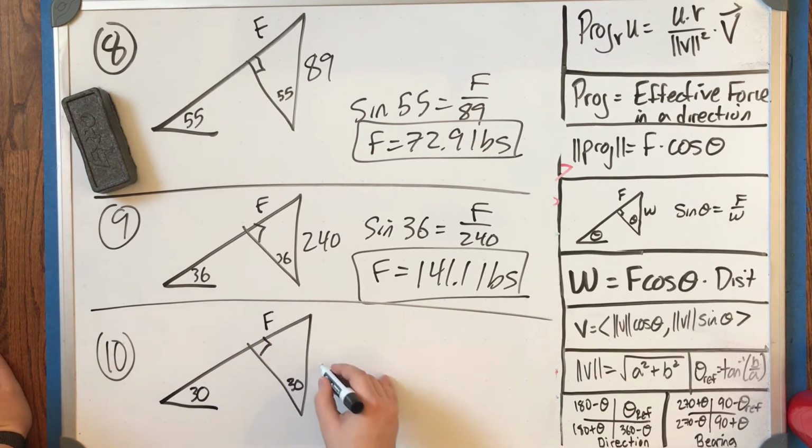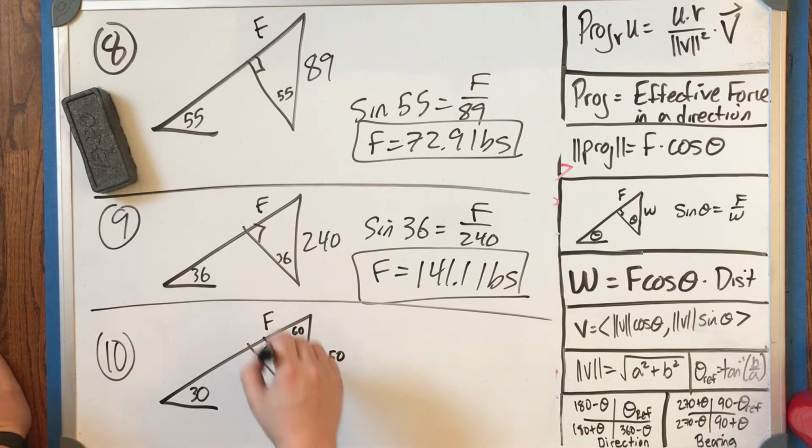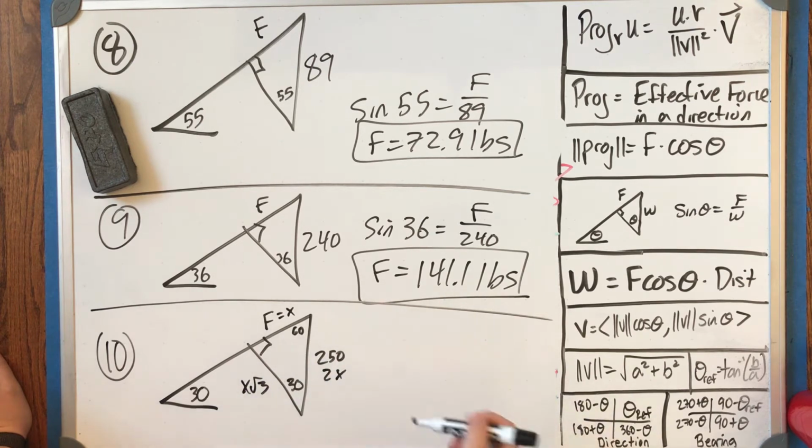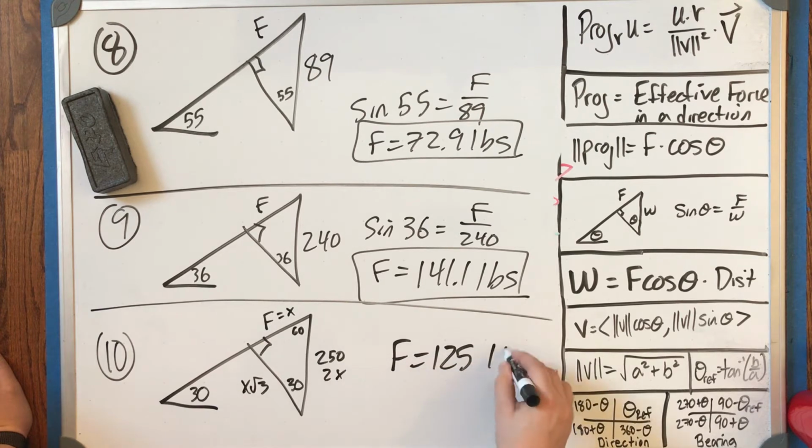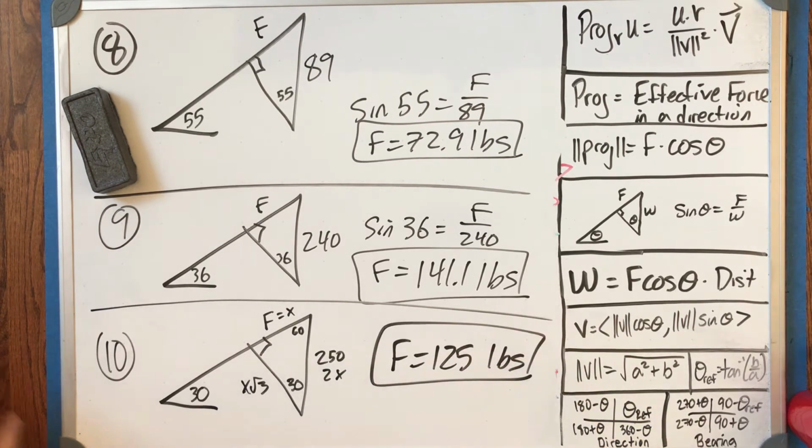This is a non-calc question. So this is a 30, 60, 90 triangle. And let's see, across from 30, this would equal the x side. This would be the 2x. This would be the x rad 3 side. So I know 2x equals 250, so x is going to be 125. So the force is going to be 125 pounds, and I didn't need my calculator to figure that out.